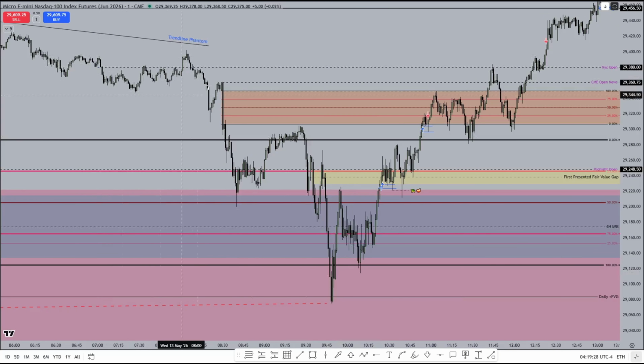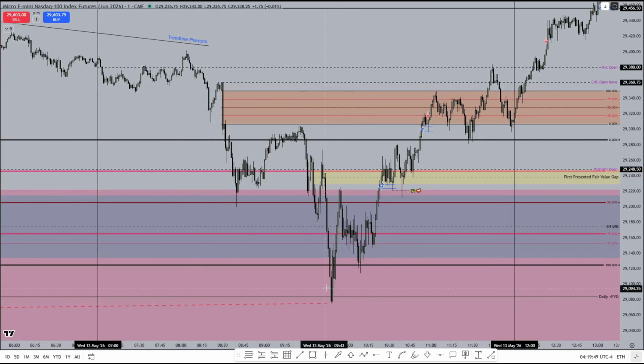We can look at this as accumulation, manipulation, distribution, like a power of 3, but just specifically for the 7 a.m. session from 7 to 12. And you can just look with your eyes how perfectly we have accumulation, manipulation, smart money reversal, and then distribution.